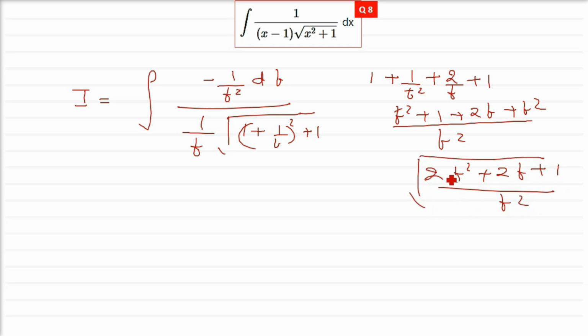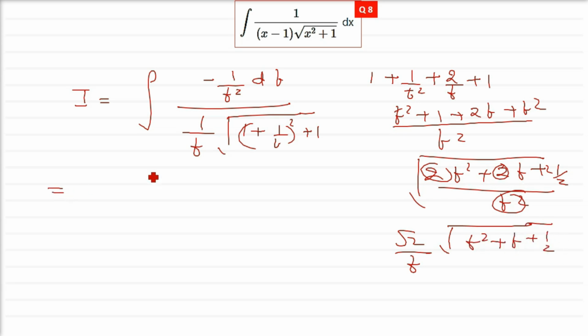You can take a 2 from here. When you take a 2 from here, 1 will become 1 by 2. So this denominator t square, you can take a t out because under root t square is t only. We are left with t square plus t plus 1 by 2. So now let's write it here.